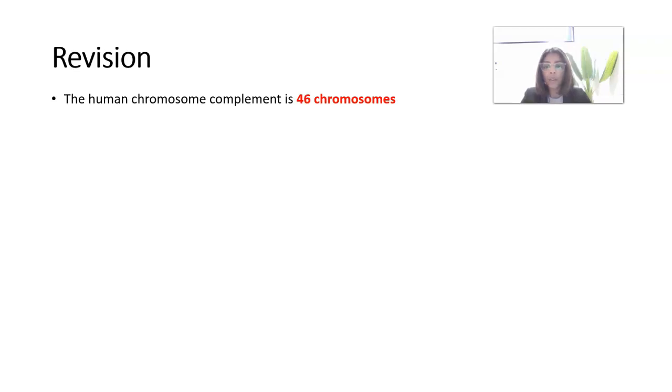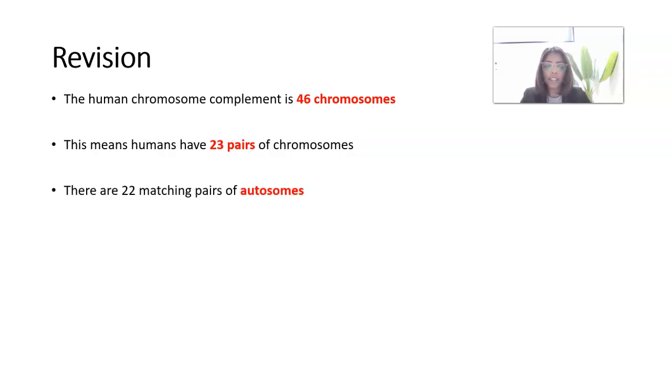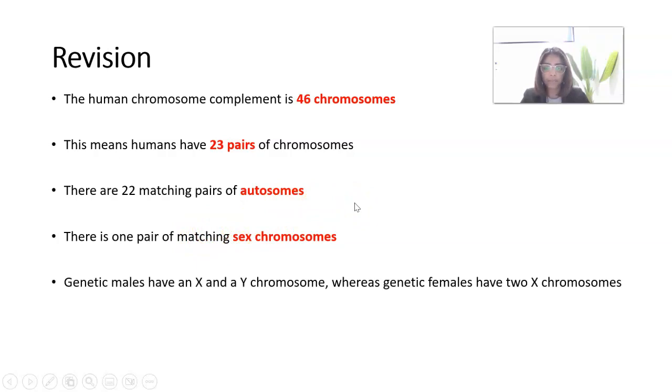So we know that the normal human chromosome complement is 46 chromosomes. And these chromosomes exist as 23 pairs. Of the 23 pairs that we get, we have 22 autosomes, those are body chromosomes, and one pair of sex chromosomes. Now I've written that they're matching here, but with genetic males it's XY, and it's not strictly true, but just for simplicity we say we have one pair of matching sex chromosomes.